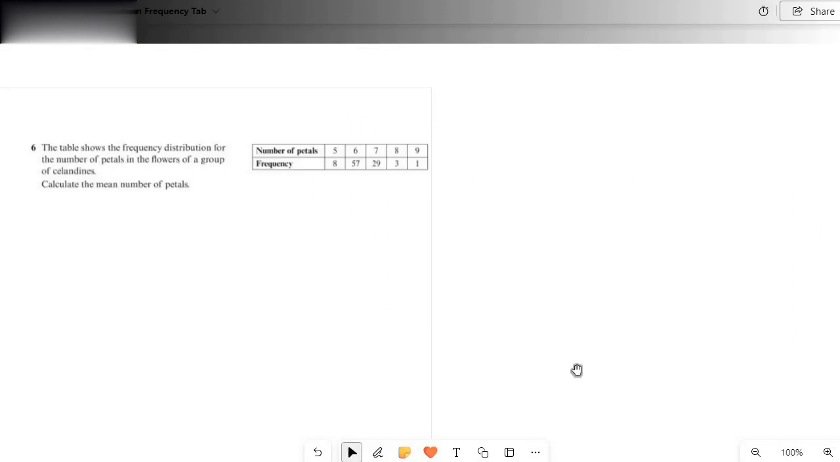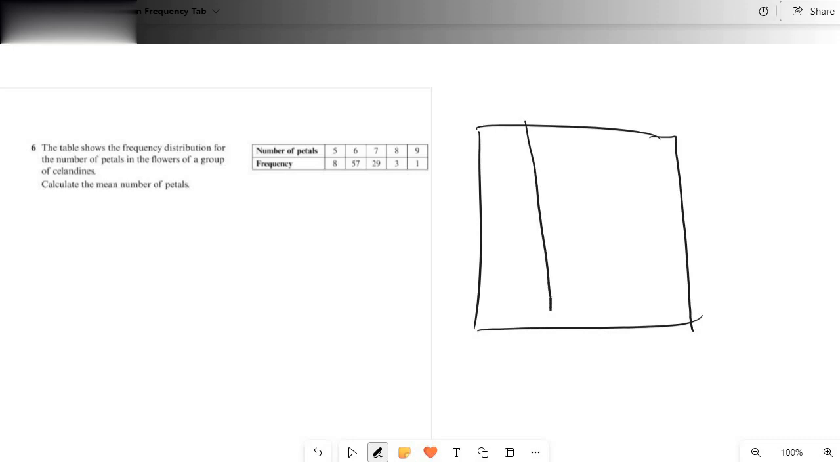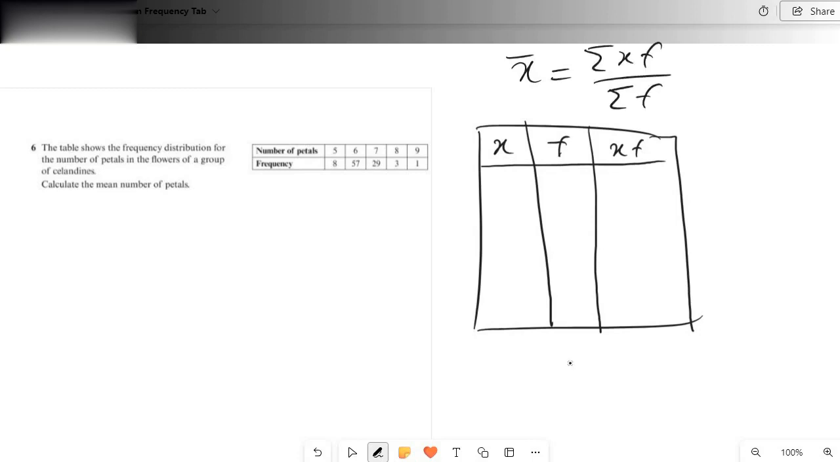For the last question, the table shows the frequency distribution for the number of petals in the flowers of a group of celandines. We have to calculate the mean number of petals. In the table, we have the number of petals and their corresponding frequency. So just like before for the mean, we can tabulate this again, with x here being the number of petals, frequency f, and similarly their product xf, because the mean is equal to the summation of xf divided by the summation of f. So we need to find the xf and the frequency as well.